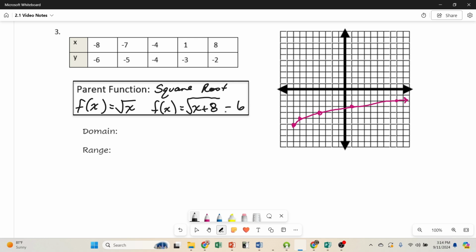Now, when we look at this function, the smallest x value we're given is negative 8. So the domain here is x has got to be greater than or equal to negative 8. Right? So we would put this in interval form like that. And then our range would have to be greater than or equal to negative 6. Right? And that value would look like this in interval form. That's our way of notating this.